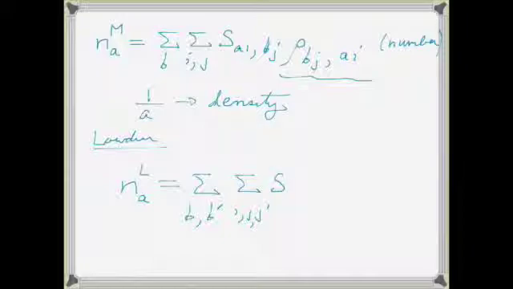This is the square root of the overlap matrix, and these are the indices of the square root of the matrix, with our density matrix sandwiched in between, B prime, J prime, and then another overlap matrix square rooted. So that would be the Löwdin charge associated with atom A.